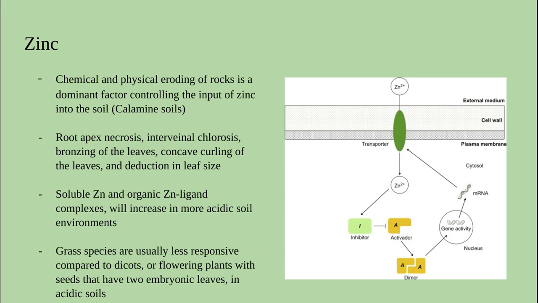So with zinc, high levels of any mineral can occur in soil due to either chemical or physical erosion of rocks, called calamine soils, or just soils that have high levels of minerals. Similar to iron, excess levels of zinc can have physical symptoms of root apex necrosis, chlorosis of the leaves, bronzing of the leaves, curling of the leaves, and reduction in leaf size. Something to know is that grass species are usually less responsive in acidic soils compared to dicots or flowering plants, and this is perfect because the rosette dwarf was a flowering plant that I was using for this experiment.